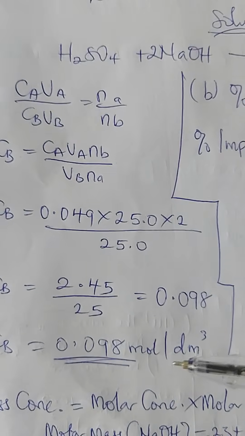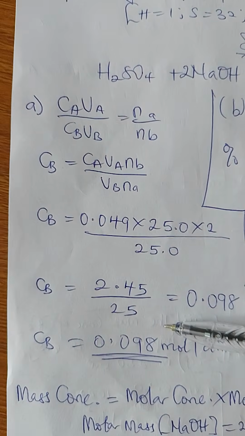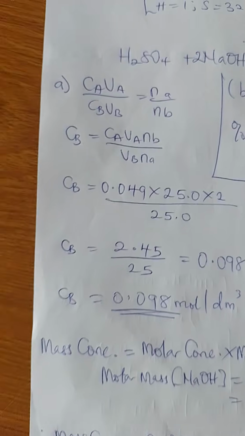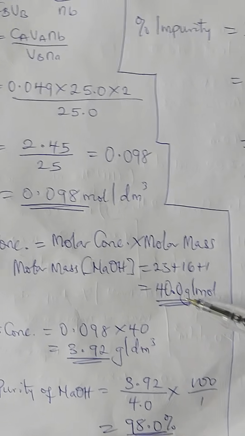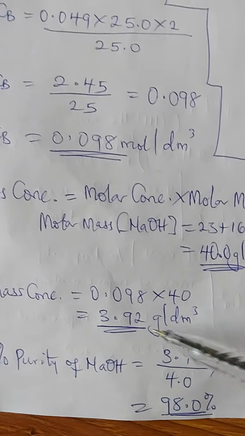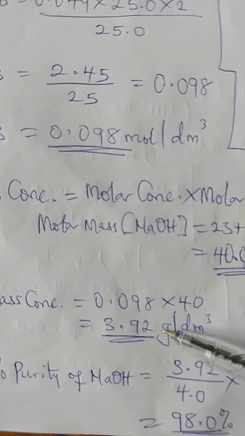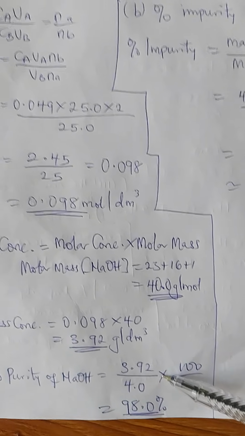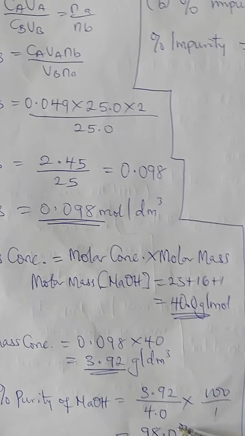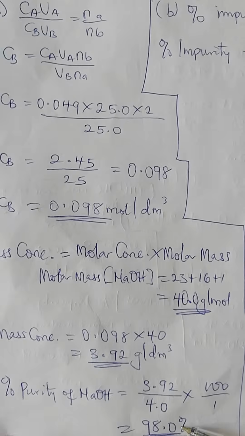All right, so you obtain this as the concentration of the base. And to find the percentage purity, you must find the mass concentration, for which you find the molar mass first. Then we find the mass concentration, as you can see here. Then to find the percentage purity, we substitute appropriately, just as you can see. And that gives you 98.0% pure.